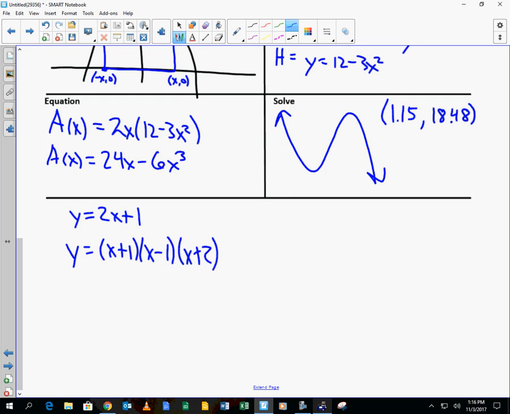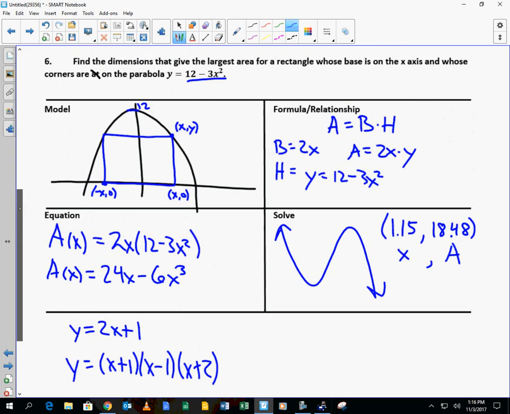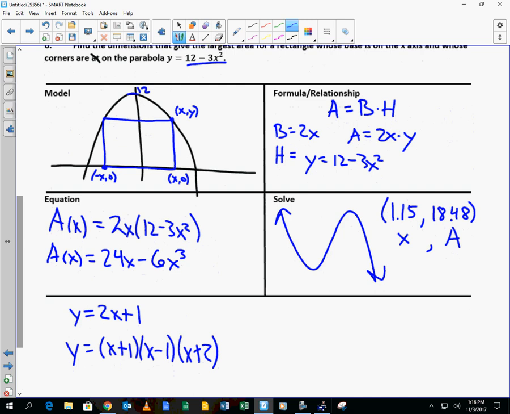Tells us the area. Very good. This is the area. That is the maximum area. This variable is x. What does x represent? I don't know. We got to look back to the problem. Looks like x represents how far over we go.